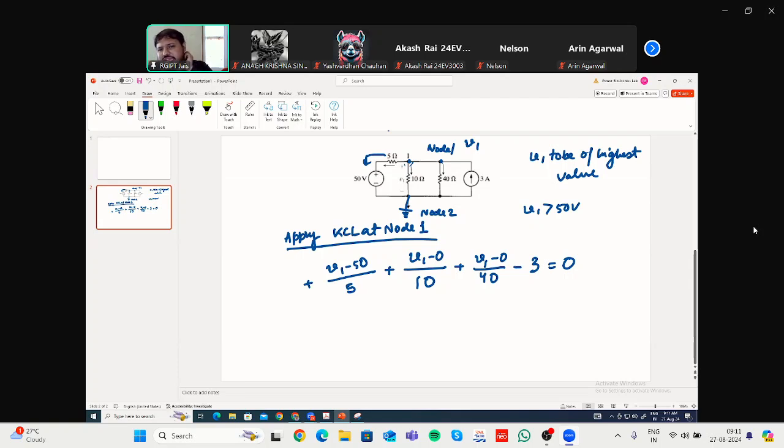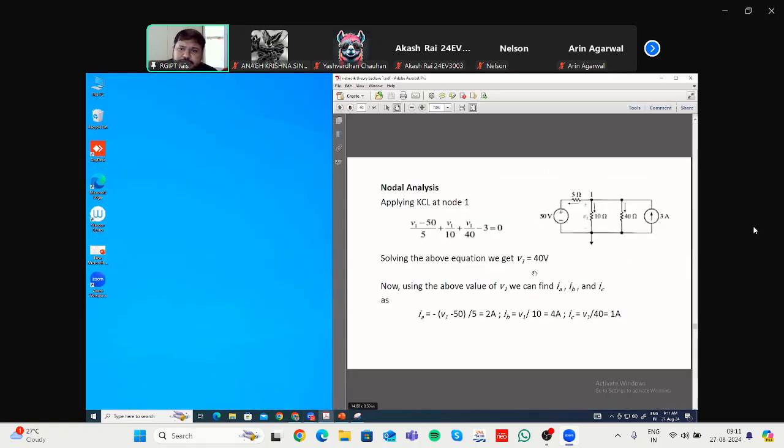Now there is a single node, single unknown, single equation. You can already find out what is V1. So using this equation 1, you can find out what will be your V1. So in this way, you have to tackle it if there is a voltage source in any of the branches. From this you can find out the voltage.